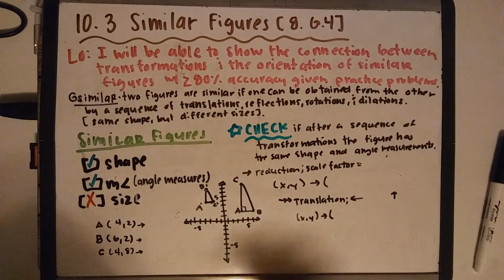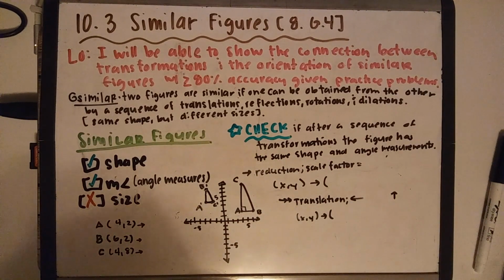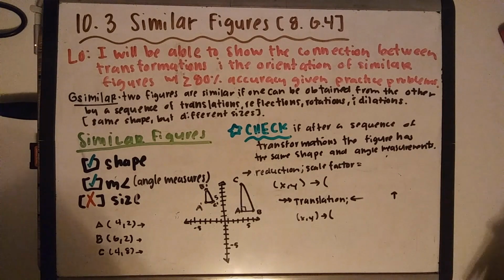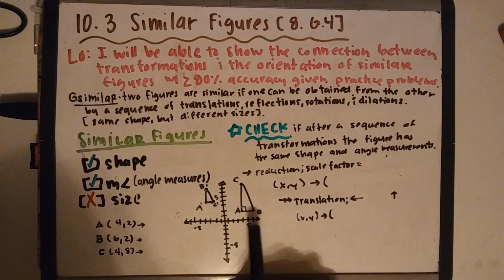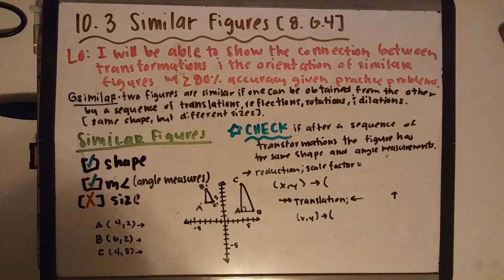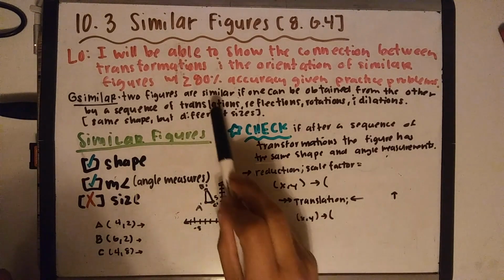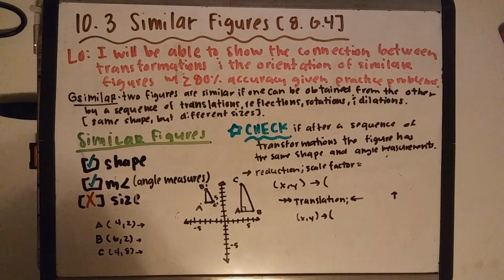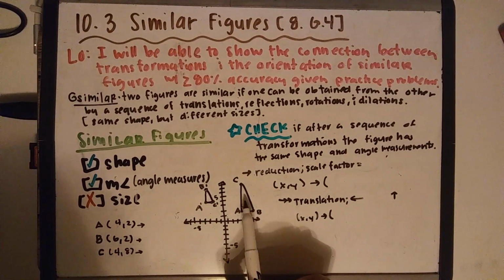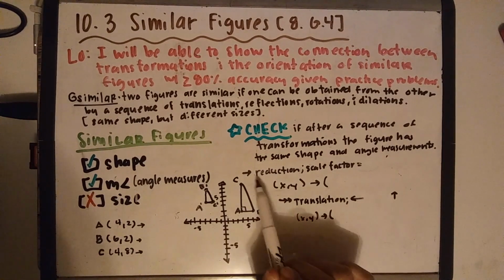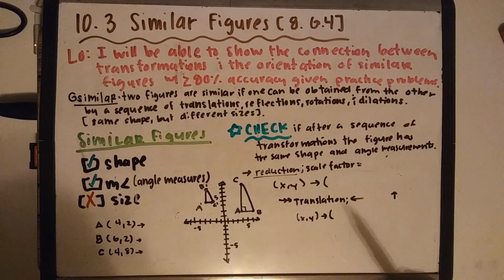Okay, so let's go ahead and look at this one and figure out if those are similar. First thing we're going to do is see if from here to here is similar. Meaning, if you perform translations, reflections, rotations, dilations, and see if I'm able to go from here to here with just those four different transformations. So I know for sure that's a reduction because I went from big to small, and I need to find the scale factor.